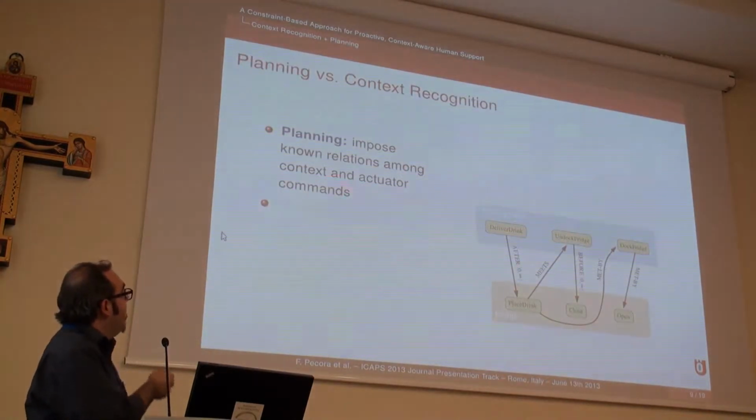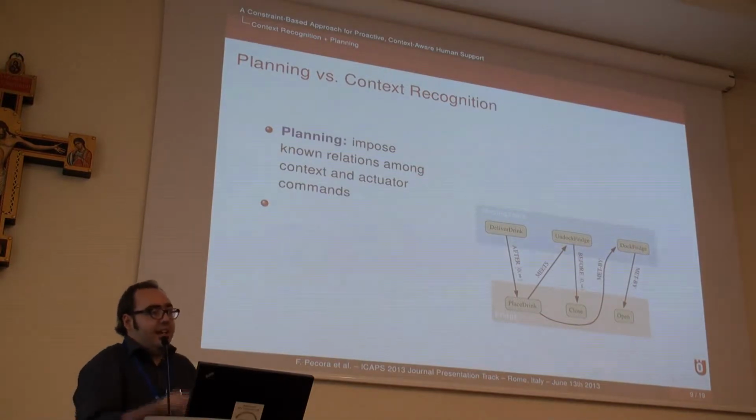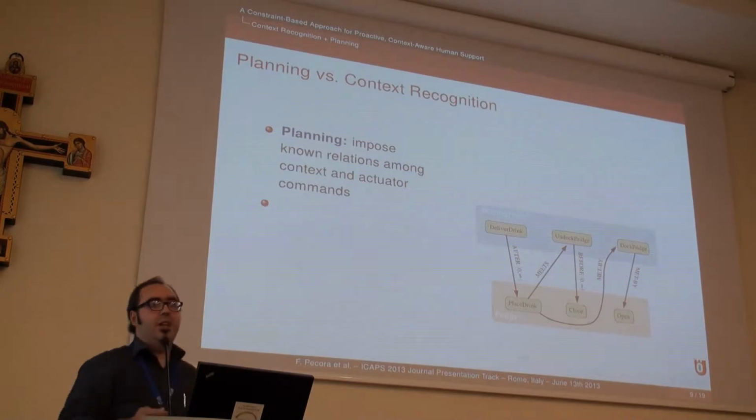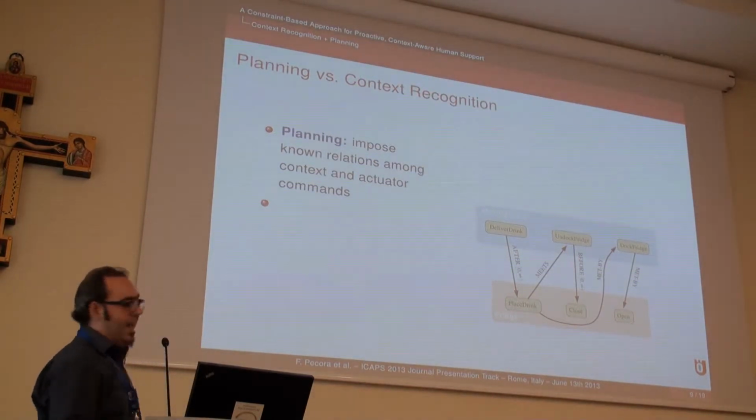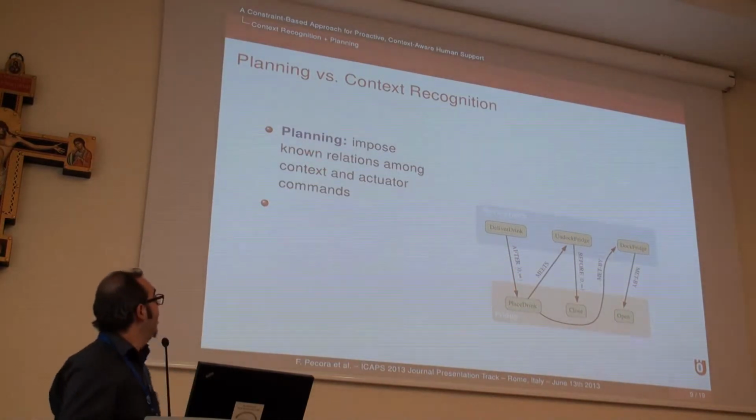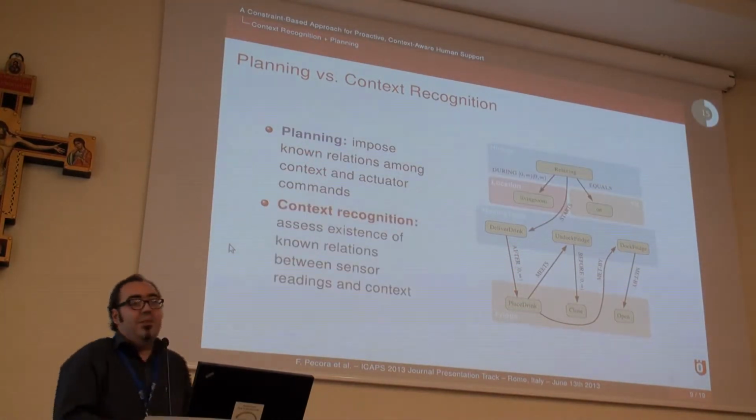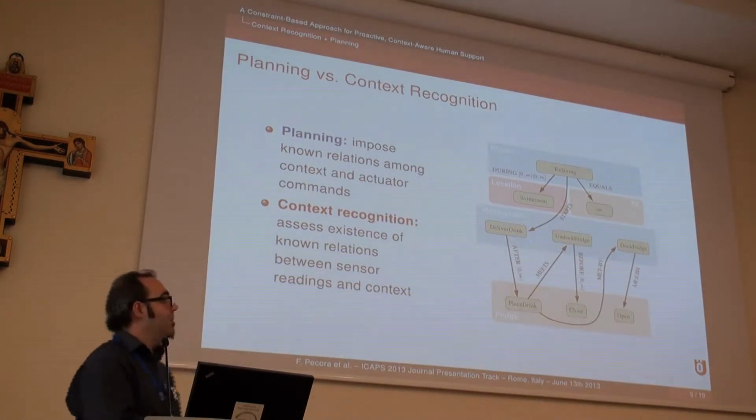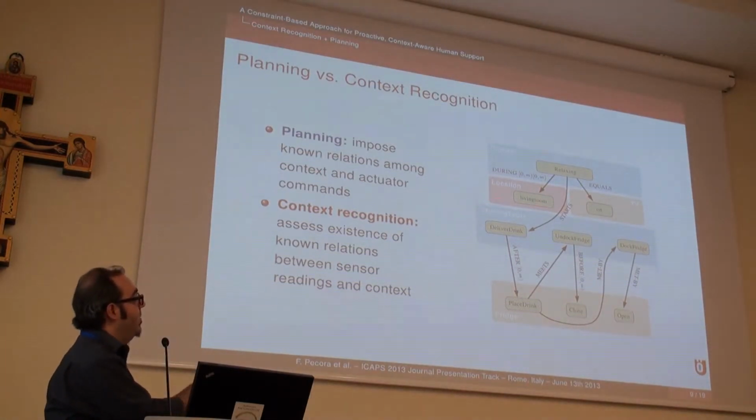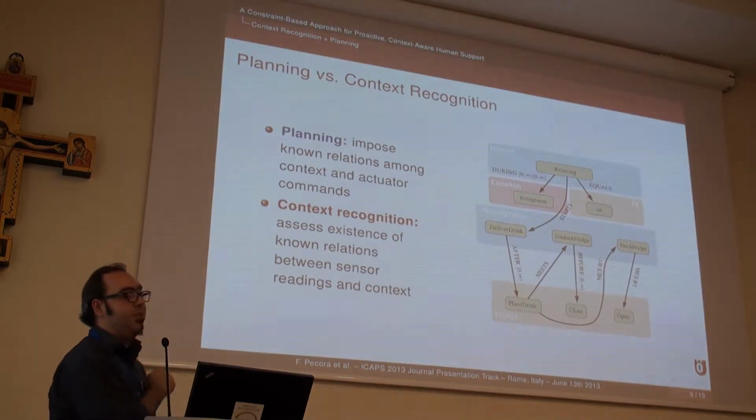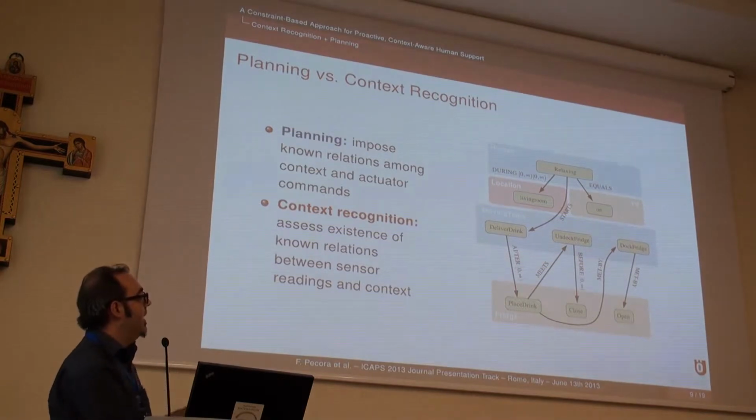So, if planning is imposing known relations among contexts and actuator commands, where the context here would be, I have to deliver a drink, and using a model of temporal relations that should exist, well, context recognition is something really pretty similar, because it is assessing the existence of known relations between sensor readings and context. And since we can model sensor readings in the temporal network, say a person localization system can track you and say when you're in the living room, well, this becomes a token in the temporal network.